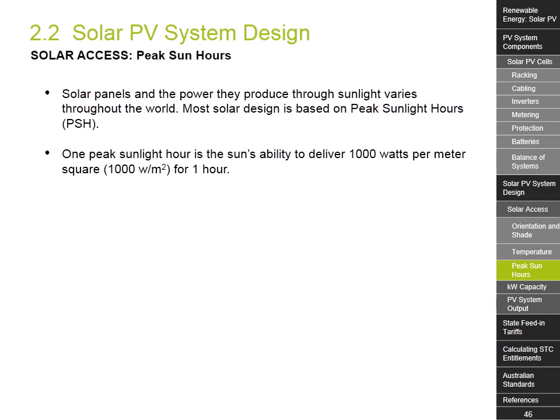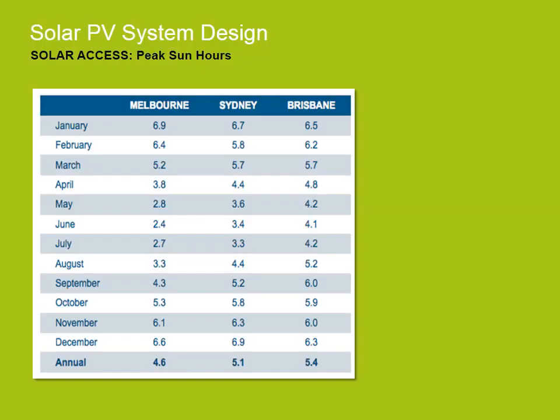Peak sun hours vary throughout the year based on movement of the sun, subsequent climate, weather, and location, and are usually averaged and presented as a monthly figure. This table shows the monthly and annual peak sun hours for Brisbane, Melbourne, and Sydney. Output over the year will vary in line with the monthly sun hours as shown in the table.